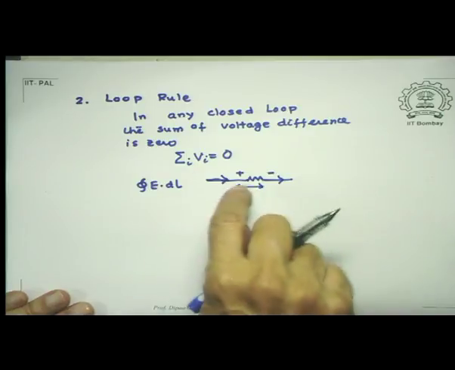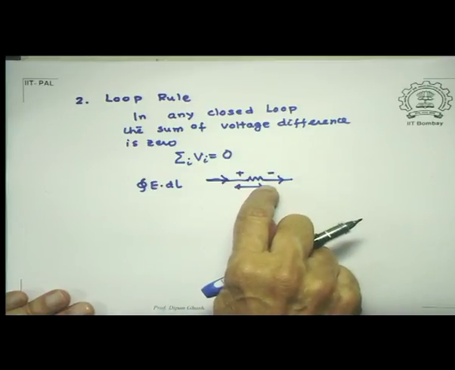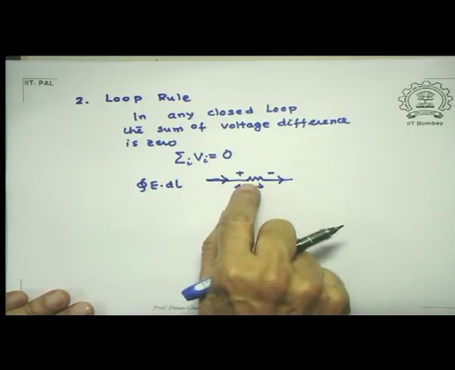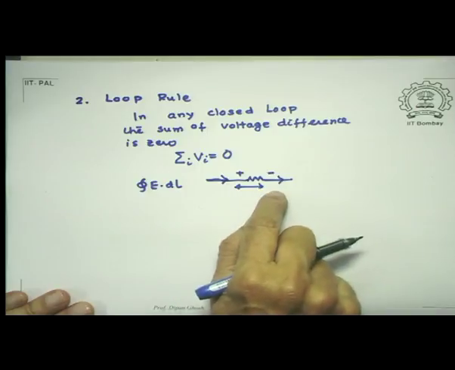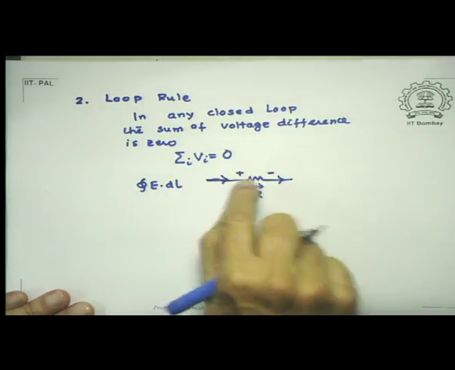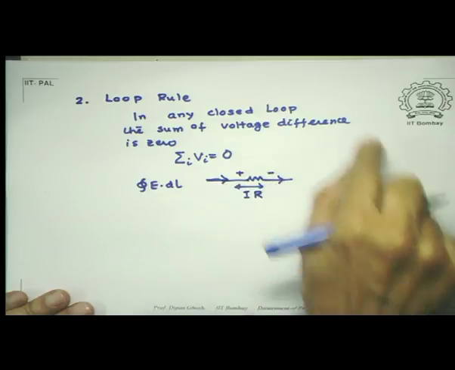And of course we normally talk about an ohmic conductor. So delta V, that is the potential drop, is equal to I times R, and that drop has to be taken care of as you go around a loop.